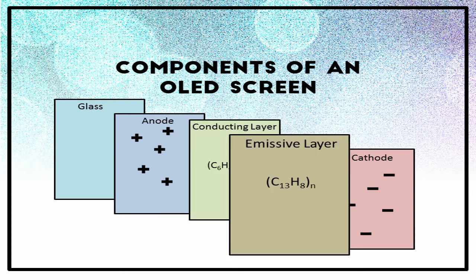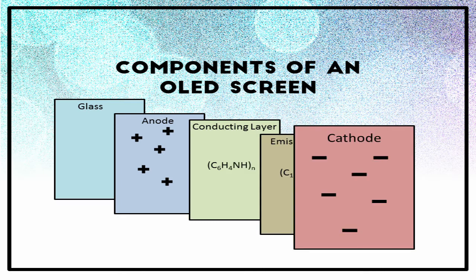Then we have the emissive layer, which is made up of a polymer such as polyfluorine that transports electrons from the cathode into the organic layers. The polyfluorine will emit light proportionate to the electrical charge applied to the layer. Lastly, we have the cathode, which is a negatively charged electrode that injects electrons into the organic layer as a current flows through the device.